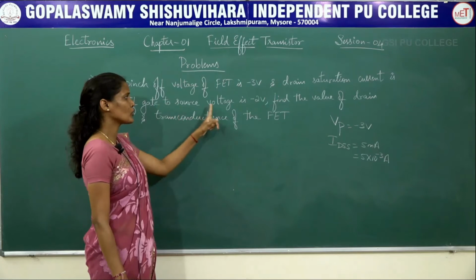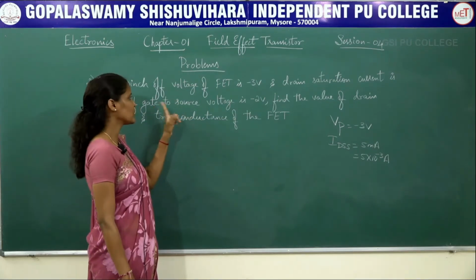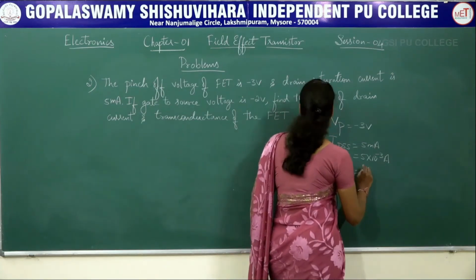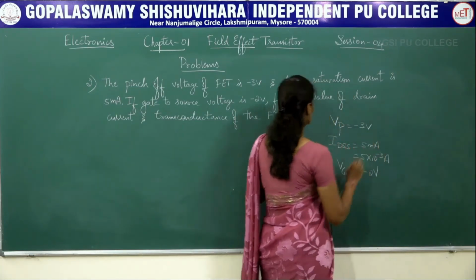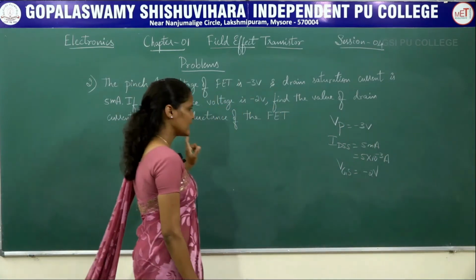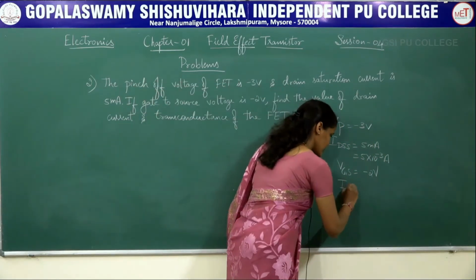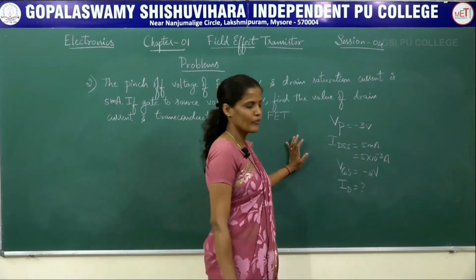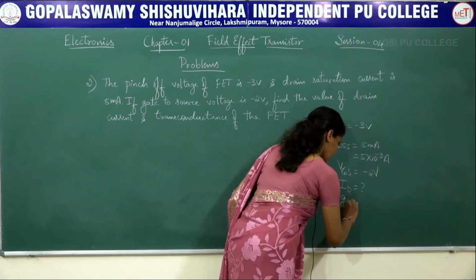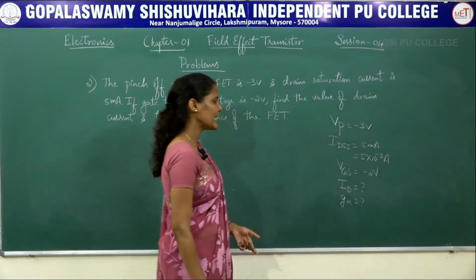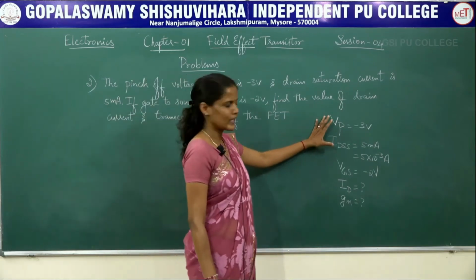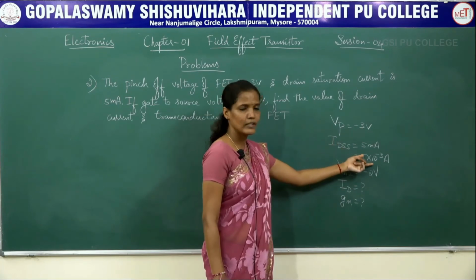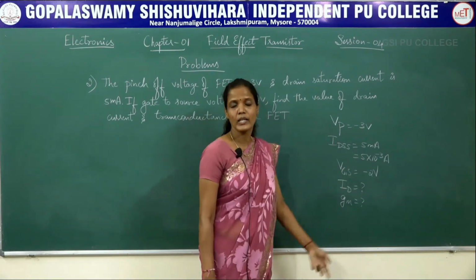If gate to source voltage is minus 2 volts, gate to source VGS is equal to minus 2 volts. Find the value of drain current. Find the value of drain current in the sense I have to find out ID, and transconductance of the FET, that is GM. You have to find out ID and GM where 3 parameters are given. Pinch off voltage minus 3 volts, drain saturation current 5 milliamps and gate to source voltage minus 2 volts.